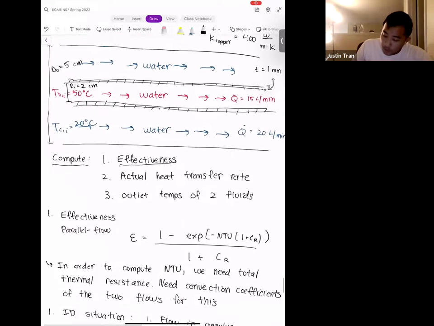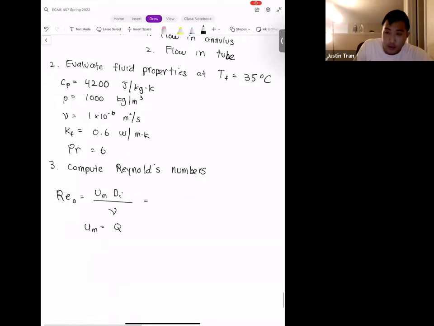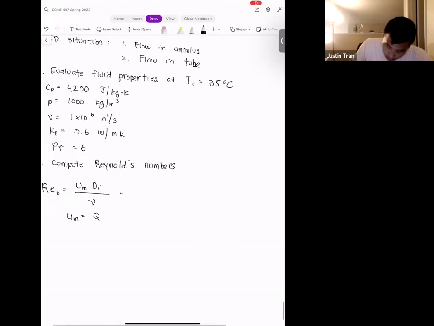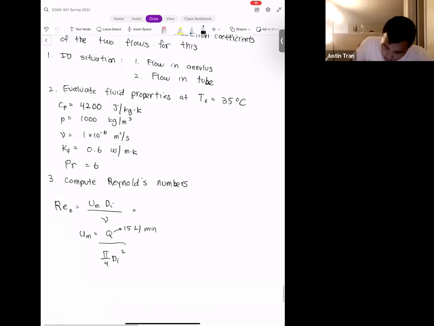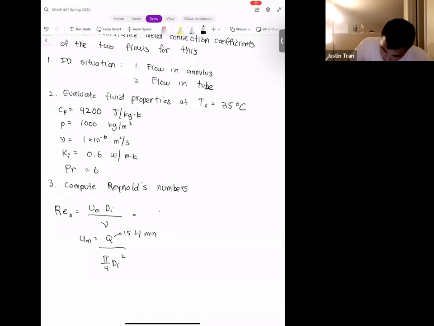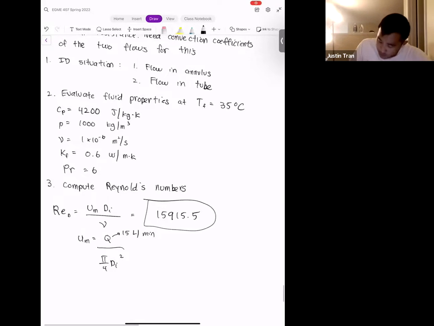And so for the inner flow, what was that? 15 liters per minute. And then we just have to divide by the area. The area for the inner pipe is pi over 4 D_i squared. And so we plug in for that, we get a Reynolds number of 15,915.5. And so we can see this is turbulent.